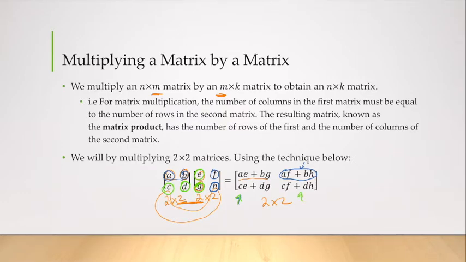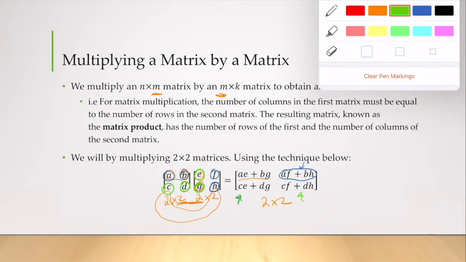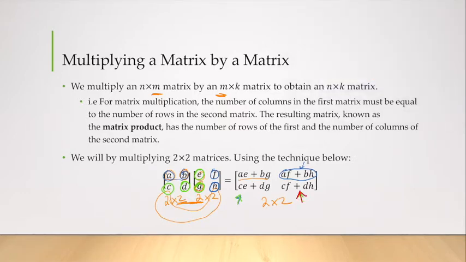So I take C times E and I add that to D times G. To find the entry in the second row, second column, I take the second row times the second column. This is something that takes a little practice to memorize, okay? So we're taking row 1 times column 1 to get the entry in row 1, column 1. We take row 2 times column 2 to get the entry in row 2, column 2, right? That's how we find our 4 entries.